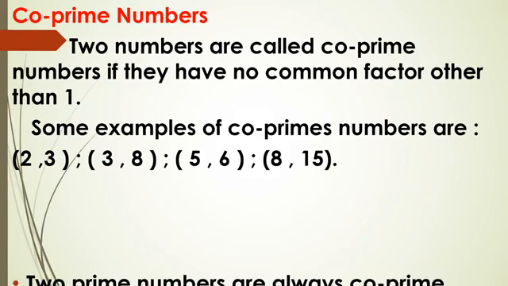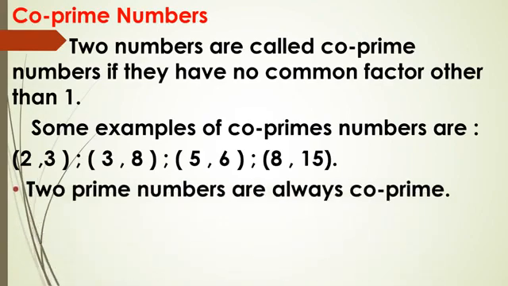Now see one important point. 2 prime numbers are always co-prime. If we have two prime numbers, as in this case 2 and 3, 2 is a prime number, 3 is also a prime number. So if 2 numbers are prime numbers, then they are always co-prime also.